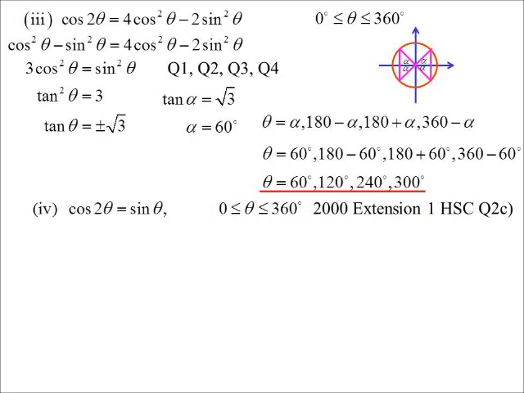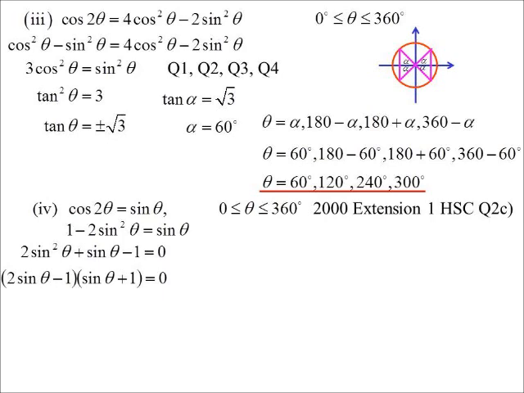Cos 2 theta is sine theta. Again, this one actually comes from an HSC, you'll notice. A choice of 3. I guess it makes sense to use the sine squared one for this one, seeing it equals sine theta. So let's go 1 minus 2 sine squared. Rearranging that, there we go. We got our quadratic. Is that one factorised? I think it does. Yes, it does. 2 sine theta minus 1, sine theta plus 1. So 2 possibilities. Sine theta is a half or sine theta is negative 1.